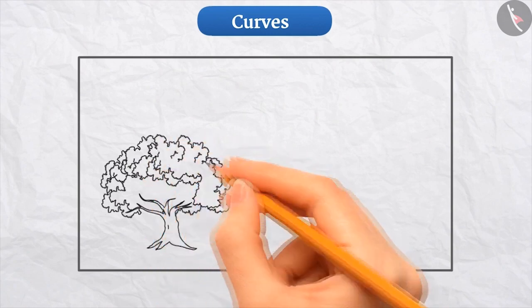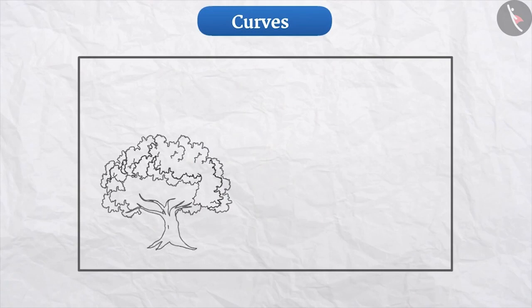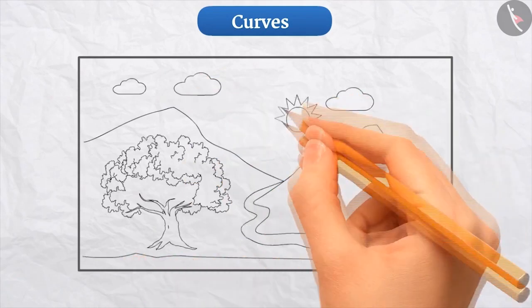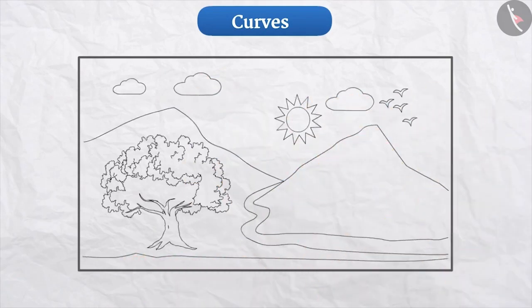Mostly, these lines are drawn on paper without picking up the pencil. Just as we have drawn a tree here, similarly we can draw mountains, clouds, waterfalls, road, etc. A continuous line drawn on paper without picking up the pencil from paper is called a curve.